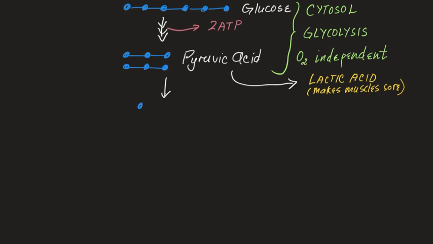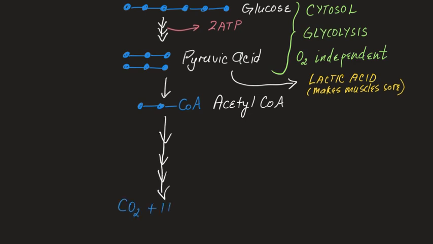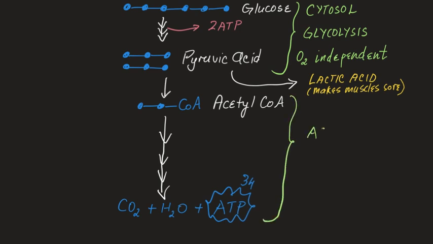In the presence of oxygen, pyruvic acid goes on and becomes a very important molecule called acetyl-CoA. This is a 2-carbon molecule with a coenzyme A attached to it. Acetyl-CoA enters the mitochondria, undergoes a series of changes, and ultimately results in carbon dioxide, water, and 34 molecules of ATP. All this happens in the presence of oxygen, and so it is said to be aerobic. We call this aerobic respiration. And this takes place in the mitochondria.